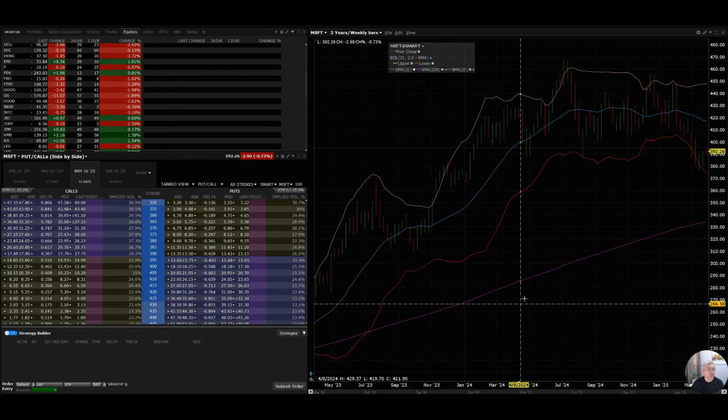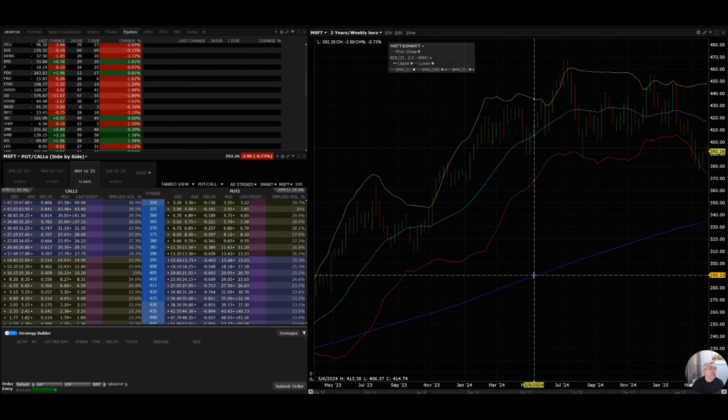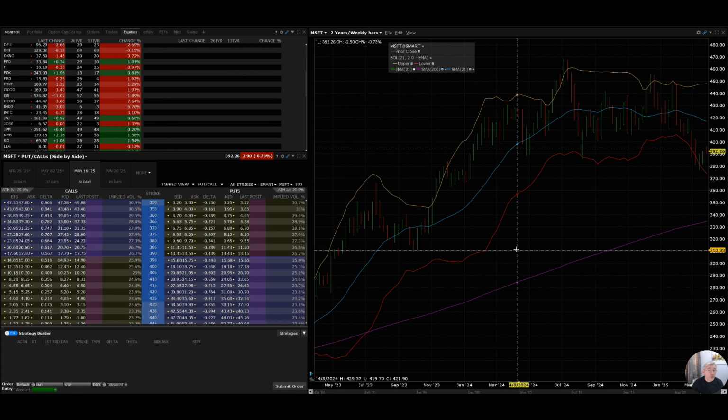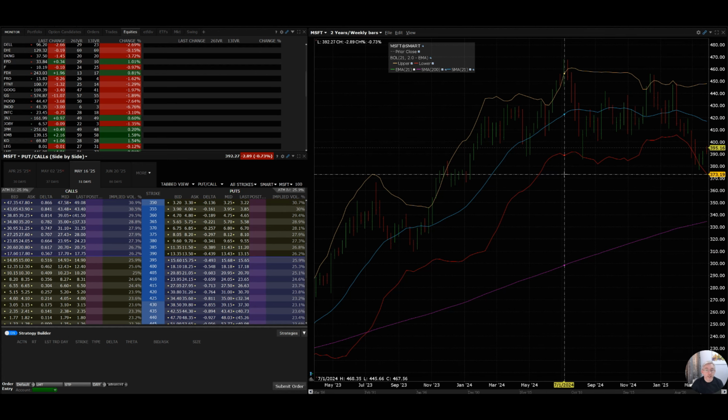Hi again. So here we are, as promised, over on my Interactive Brokers account. I've decided I'd look at doing a put credit spread on Microsoft because I'm bullish in the sense that I think this pullback's had a decent go. I don't think there may be much more to it. So I'm going to go for the put credit spread because I'm more bullish than I am bearish at this point in time.